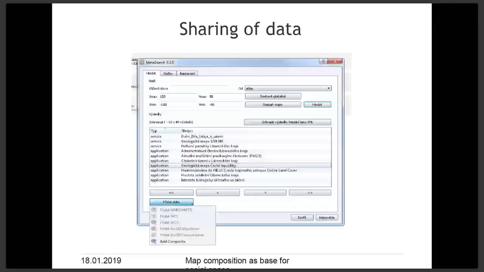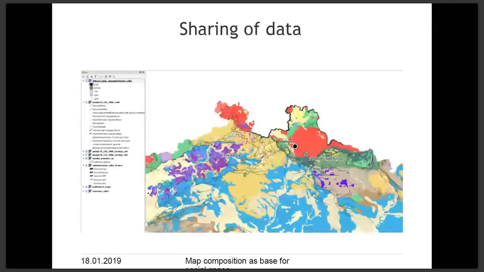And we extended the plugin, and we developed an additional plugin, and with this you are very easily able to display all this data, all these services on QGIS. So this is one step to make this map composition available for any platform.